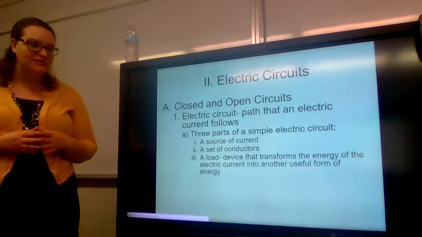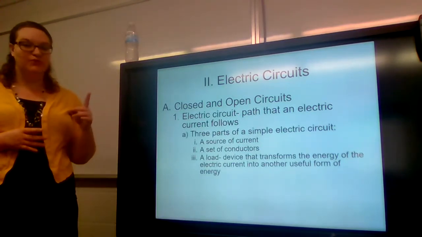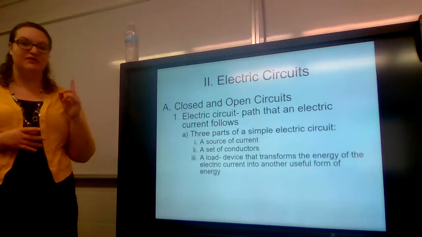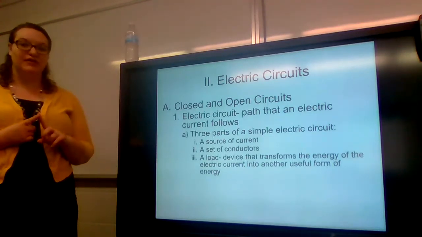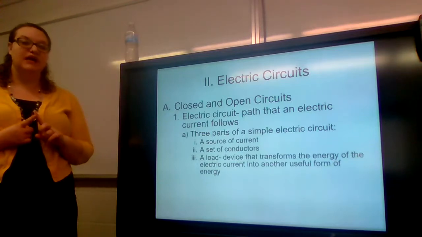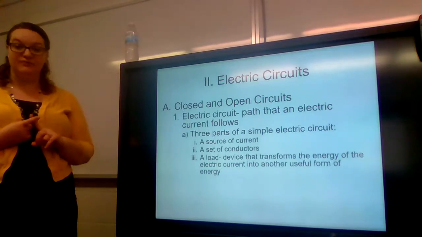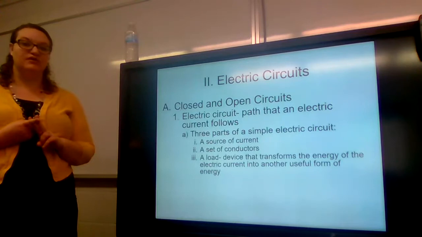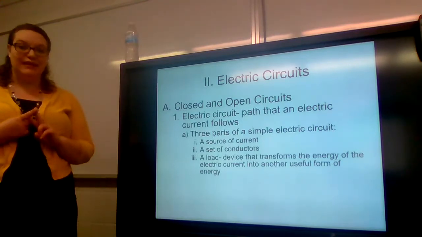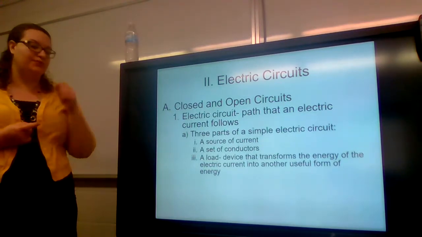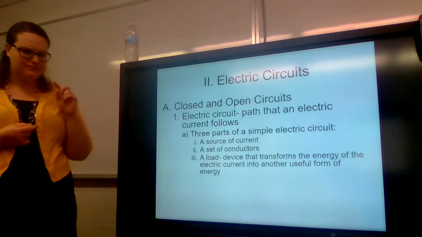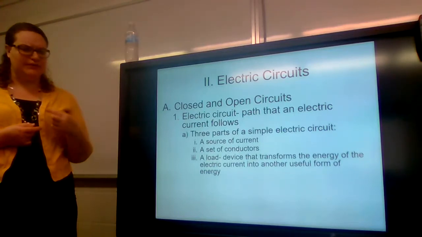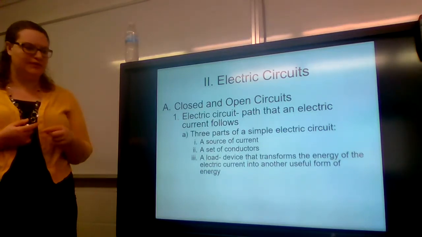Now there are 3 parts of a simple electric circuit. The first, of course, would be the source of current. There has to be current coming from somewhere. Current doesn't just jump into a circuit and start running. It's got to come from somewhere. Then you have a set of conductors. These conductors are the devices that are allowing the electricity to flow through, allowing the current to flow through.